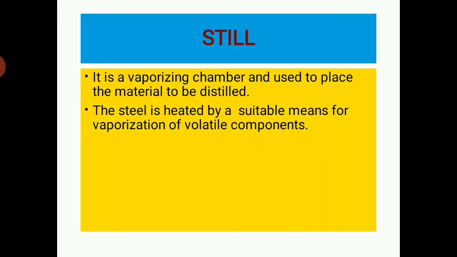Next, if we discuss the general equipment for distillation, the construction of equipment for distillation has been described using several figures in subsequent subsections. The general equipment, either for laboratory use or for industrial scale, consists of three parts: one is the still, second is the condenser, and the third is the receiver.